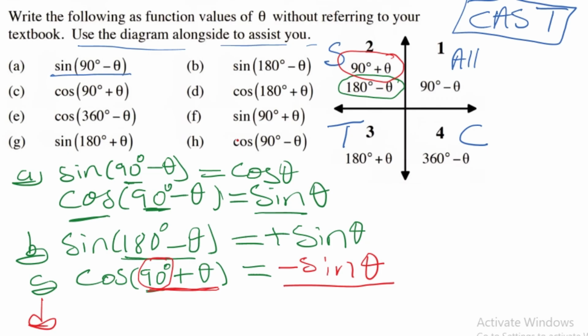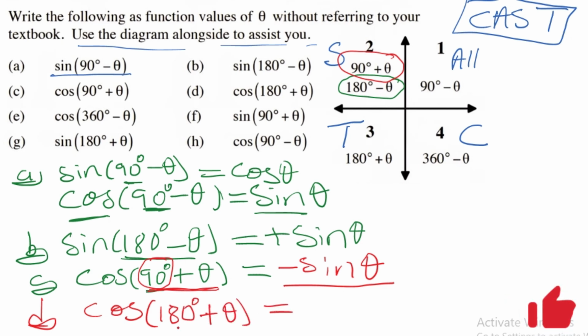On D, we are having cos of 180 degrees plus theta. Right, now what we need to do, we need to check where we have 180 degrees plus theta. It's on the third quadrant. And on the third quadrant, only tan is positive. The other ratios are negative. So therefore, this is cos, so it's going to be negative. And then we will have negative cos theta. That becomes the answer.